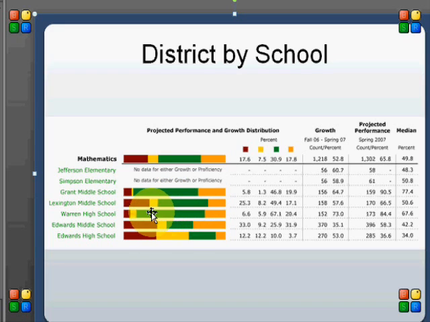That's more than typical. Here you have another, Warren is similar to Grant, and then you're looking at Edwards Middle School and Edwards High School as kind of the ones that are struggling on the student profile of how things are progressing.